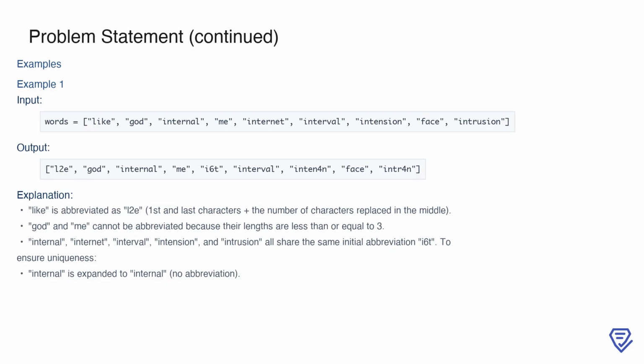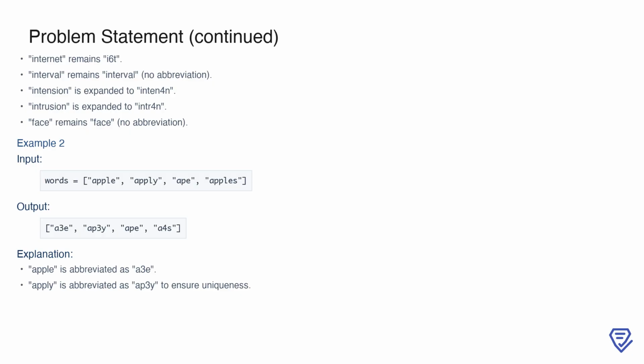For instance, internal is fully expanded to internal to avoid conflict with others. For the remaining conflicting words, internet retains the abbreviation I6T since no further expansion is needed for uniqueness. Interval is also fully expanded to interval, while intention becomes intend4N, and intrusion becomes INTR4N. This ensures that all abbreviations are unique. Additionally, face remains face without abbreviation since it is already unique as is. This process guarantees that every word in the input has a distinct representation in the output.